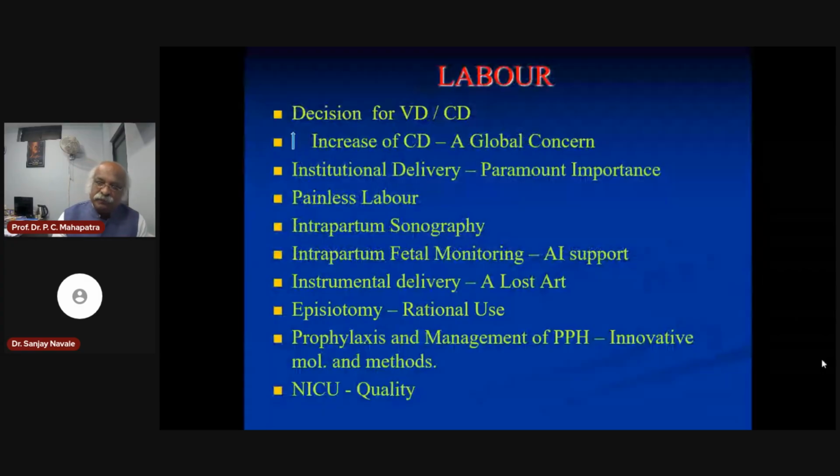Prophylaxis and management of PPH. Hemorrhagic deaths are profound. If you see the maternal mortality, PPH was number one in the list. And therefore, aggressive management and prevention of PPH has been there, starting from the prophylaxis by WHO, the active management of the third stage. There are different protocols which have been adopted and routinely used for that.